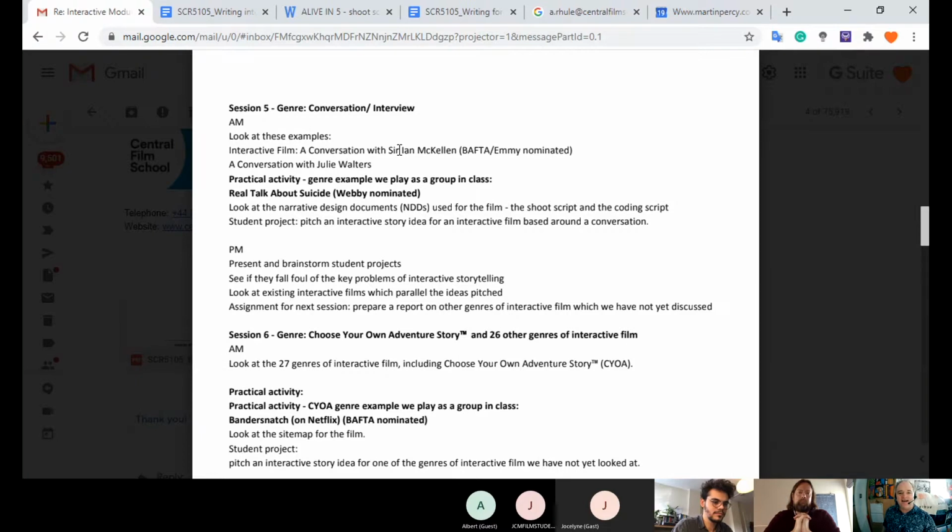Okay, so then we will move on to a quite different thing, playing an example. We'll look at a film called Real Talk About Suicide. So this is an interactive film which is not an eye contact conversation. Basically, it's a conversation between two guys. One of them is feeling suicidal and is at risk of putting his feelings into action.